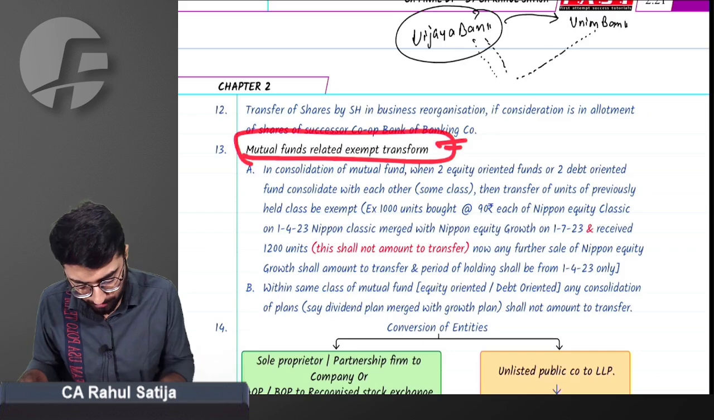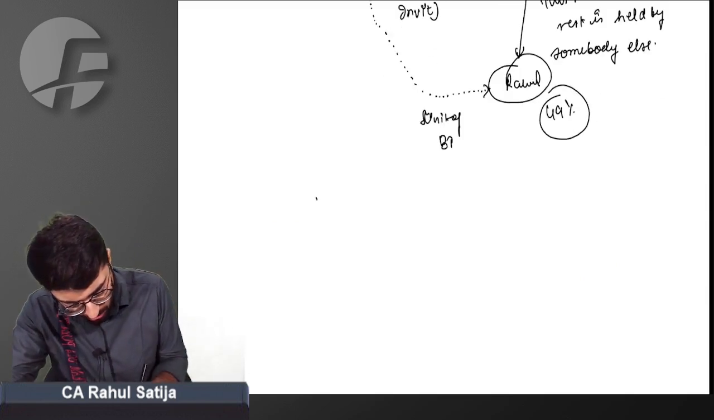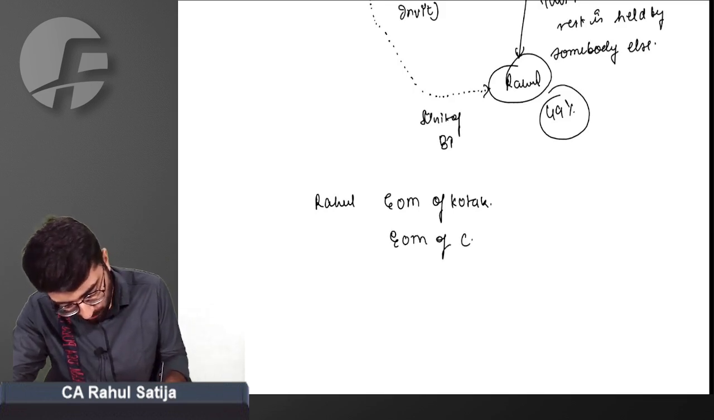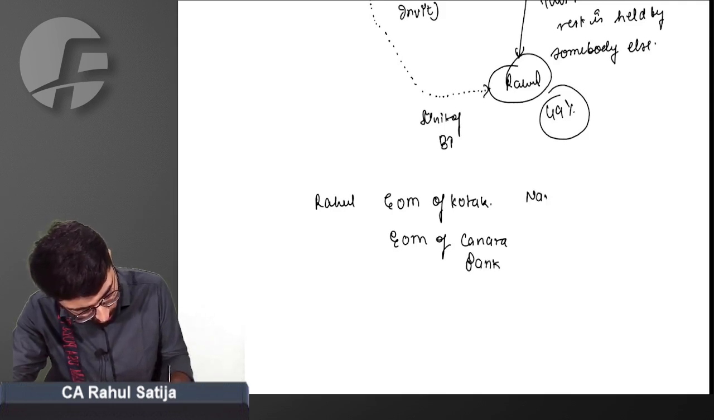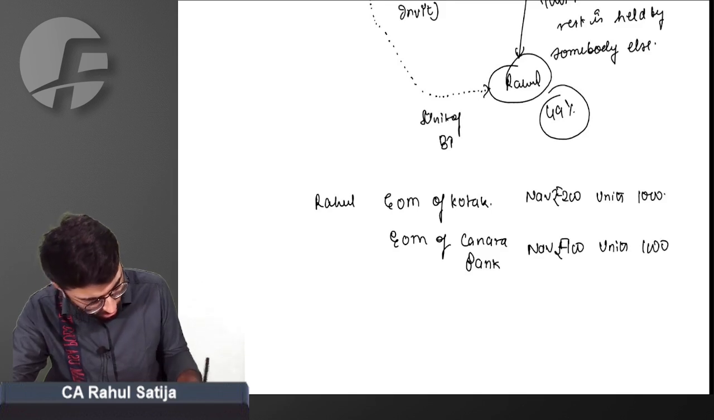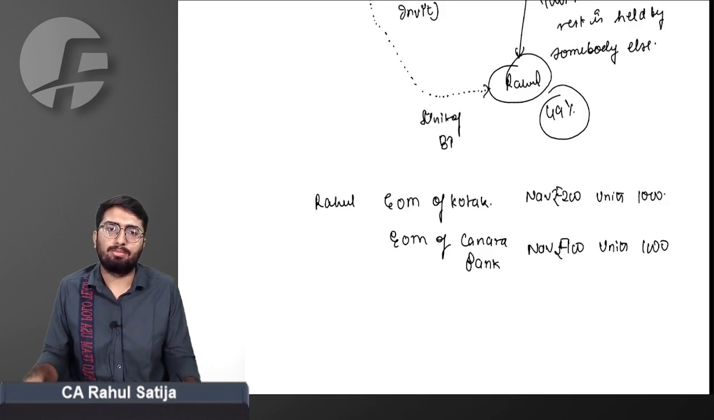Mutual fund related exempt transfers. Just focus here on what I am saying. Rahul has an equity oriented mutual fund of Kotak and an equity oriented mutual fund of Canara Bank. NAV 200 rupees, units 1000. NAV 100, units 1000. Now what if Kotak equity oriented mutual fund merges with Canara Bank?